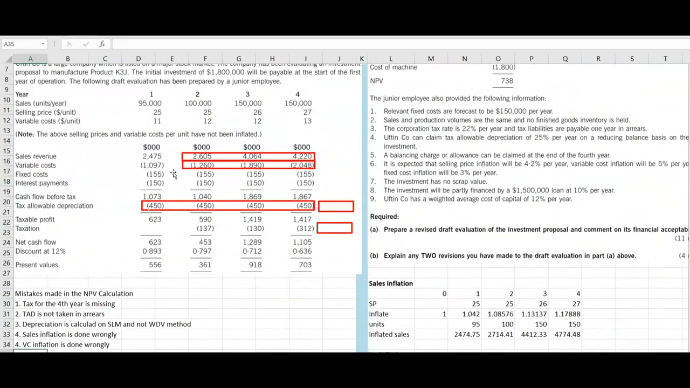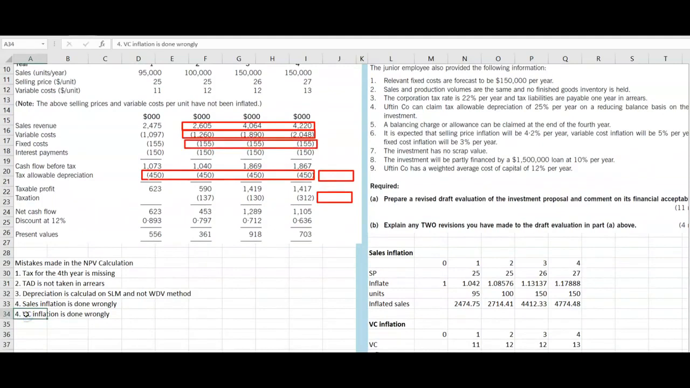So any other mistake is the fixed cost. Fixed cost has to be inflated by 3%. He has done it only for the first year. From there on, it is totally wrong. So again, the fixed cost is wrongly inflated. If you want, we can just copy it and do it. So the fixed cost is wrongly inflated. So that's about the sixth point.